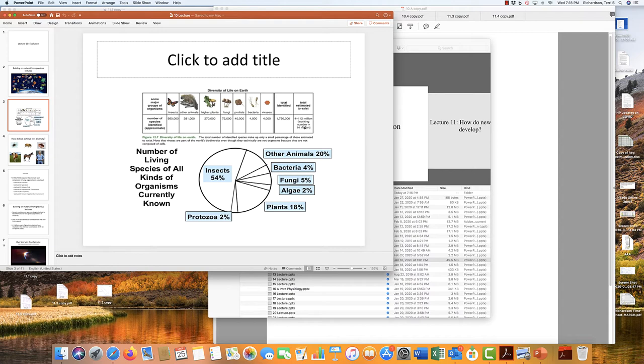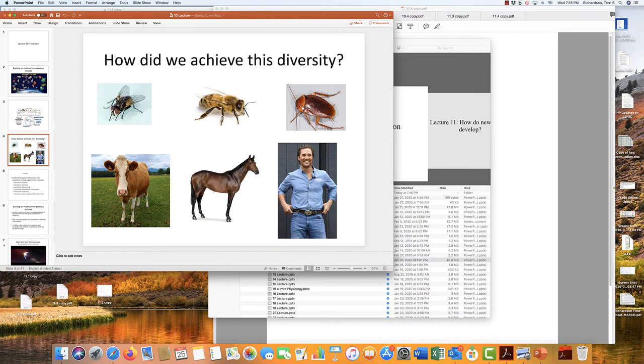But over the 4.5 billion years that the planet has been around, there may have been as many as 100 million different species that have existed on the planet. And you might want to ask, how did we achieve this diversity? You know, bugs, they all look different. There's the horse and the cow, and there's a hot guy there.